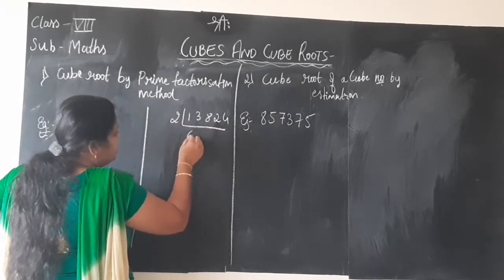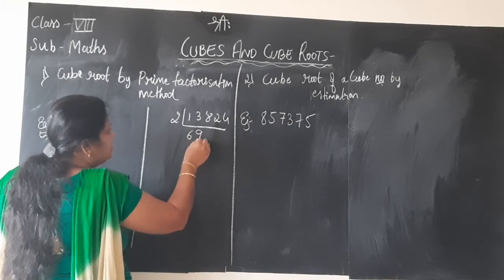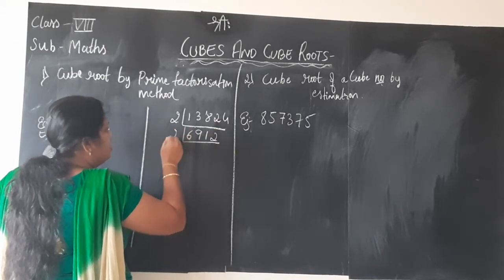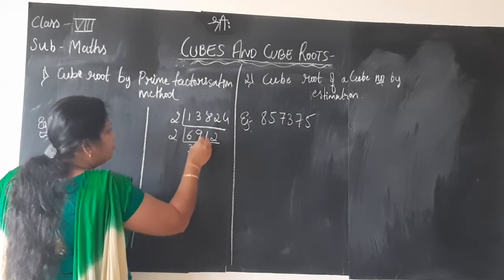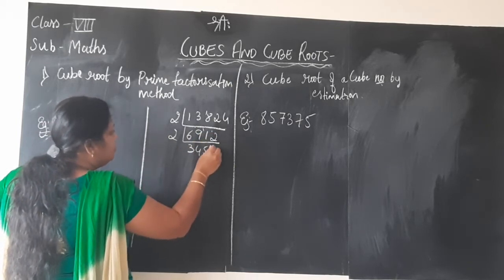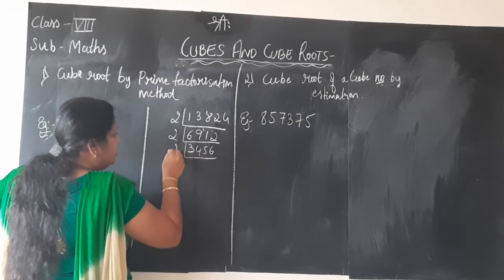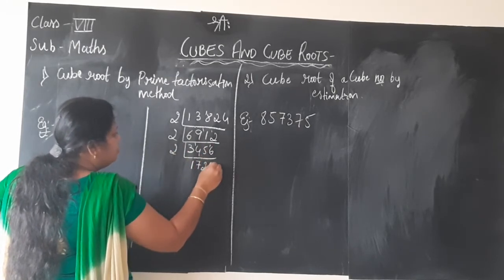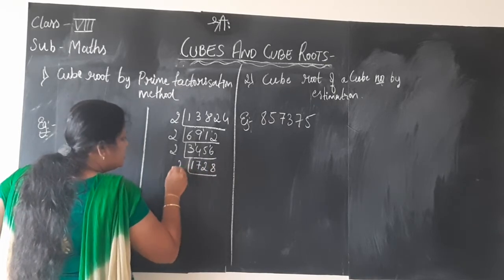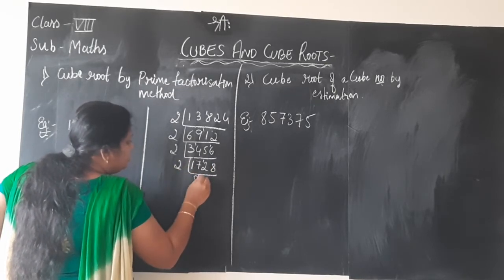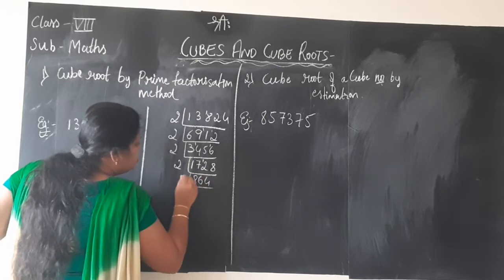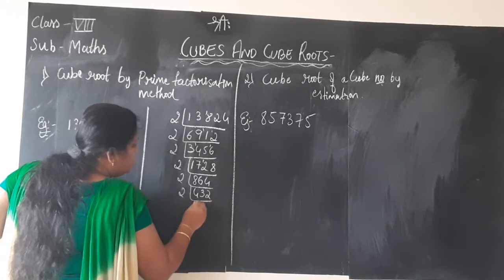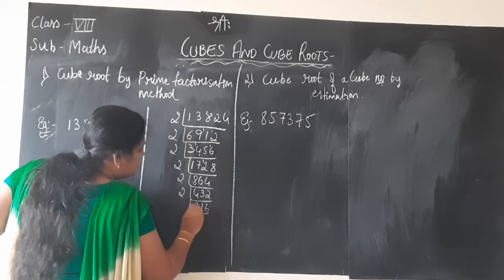13, 2 6s are 12, 1 remainder. 2 9s are 18, 2 1s are 2, 2 2s are 4. 2 3s are 6, 2 4s are 8, 2 5s are 10, 1 remainder, 2 6s are 12. 2 1s are 2, 1 remaining, 2 7s are 14, 2 2s are 4, 1 remaining, 2 8s are 16. 2 8s are 16, 1 remaining, 2 6s are 12, 2 4s are 8. 2 4s are 8, 2 3s are 6, 2 2s are 4, 2 1s are 2, 2 6s are 12.